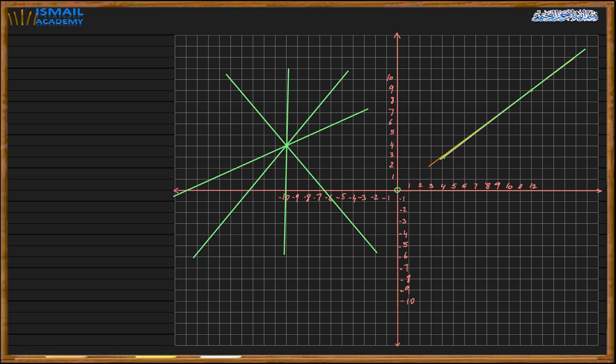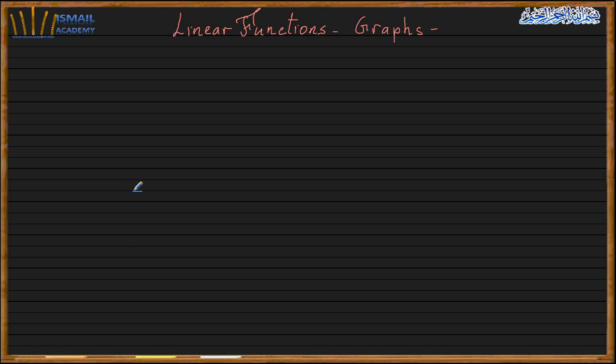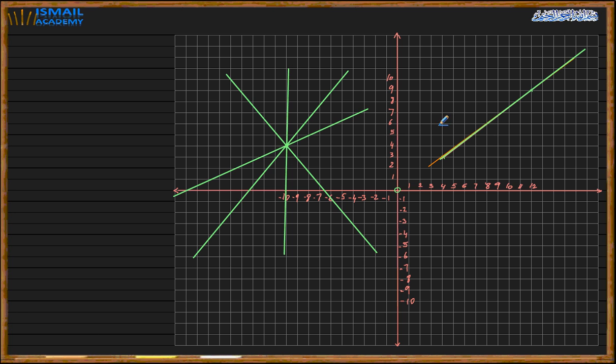So in order for us to draw a line, we need two distinct points. This is exactly what you see in this graph. If I have two distinct points, I can draw one line.